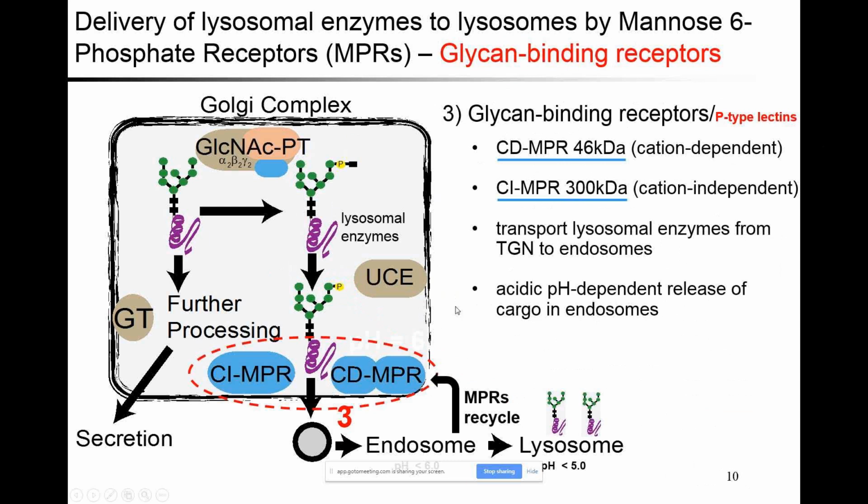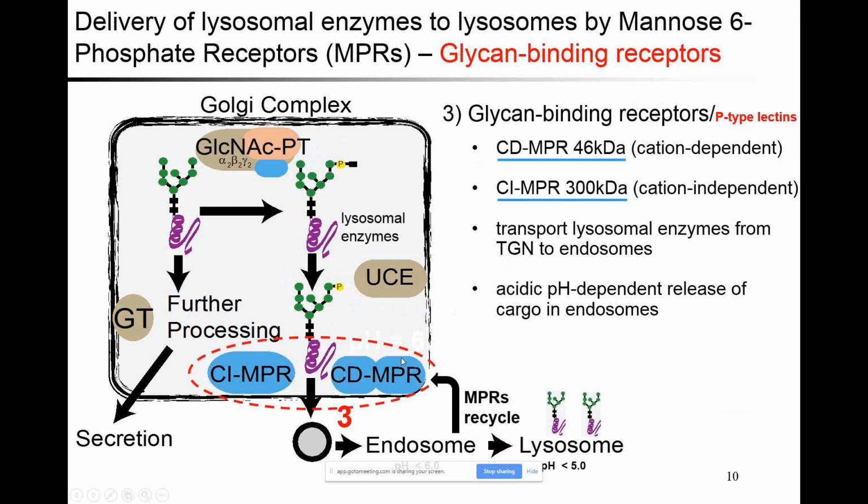So again, this tagging process occurs in the Golgi, first by the glycosyltransferase and then by a glycosidase to make this mannose-6-phosphate recognition marker. We then have these receptor molecules, these P-type lectins, that recognize only those proteins that have that tag. There are thousands of different proteins going through the secretory pathway and the Golgi, and these P-type lectins recognize only those molecules that have mannose-6-phosphate on them.